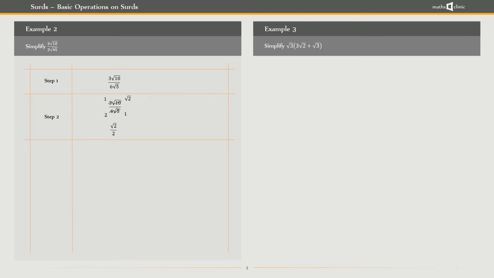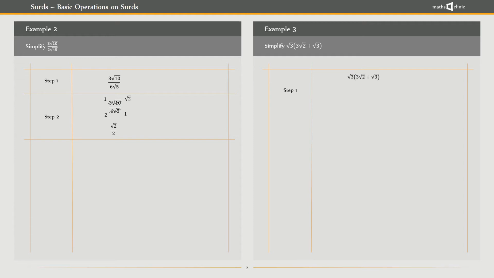Okay, so if you had x plus 3 plus 2x in a bracket, and I ask you to simplify it, you just do a very simple expansion and you get your answer. And that's pretty much exactly what we're going to do here.